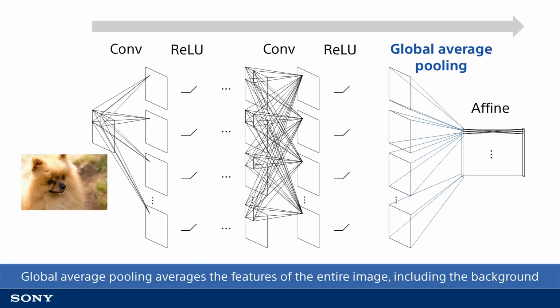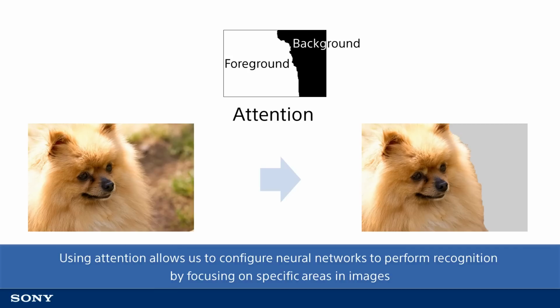Of course, if the training process is performed using a large amount of data, the neural network learns not to output background features, and so global average pooling is not affected by backgrounds. But it is also considered that learning is difficult because it is necessary to express the processing that focuses on the foreground with a normal CNN. Using attention allows us to configure neural networks to perform recognition by focusing on specific areas in input images.